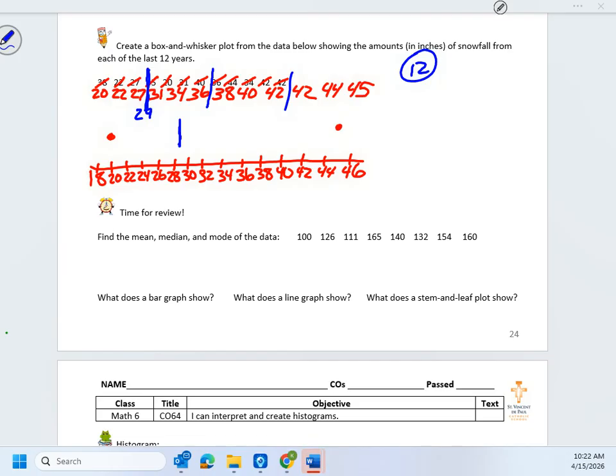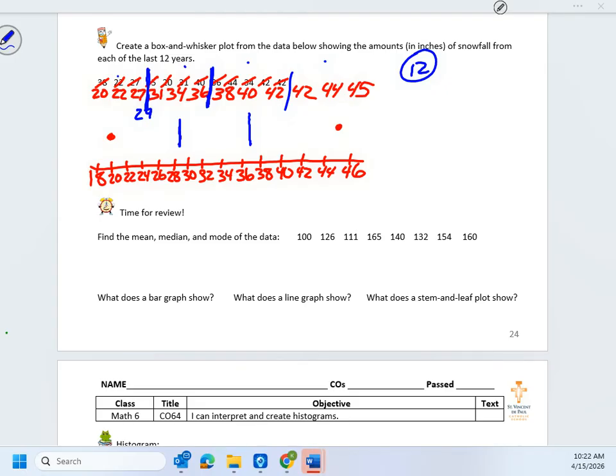Where is my median line going to be? Alex? 39. 39 would be here. This is the middle of my 4 parts. What number would that be? 37. 37 is right in the middle of 36 and 38. So I know my median is at 37.